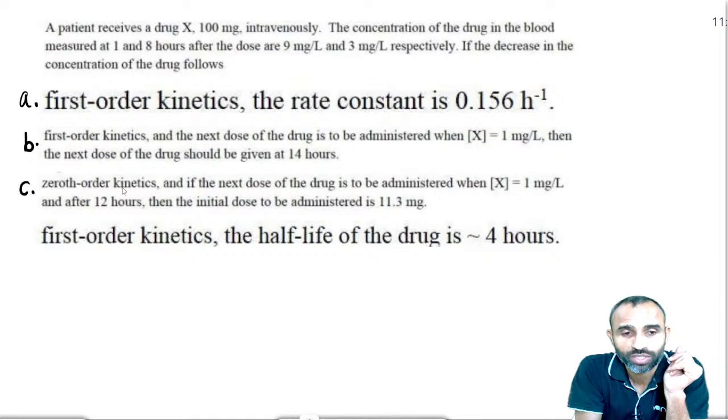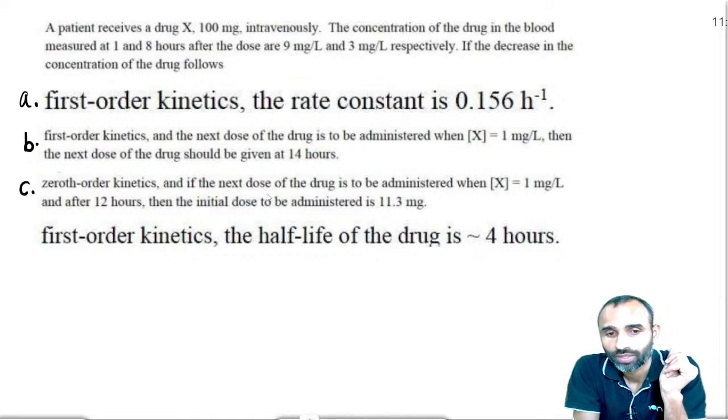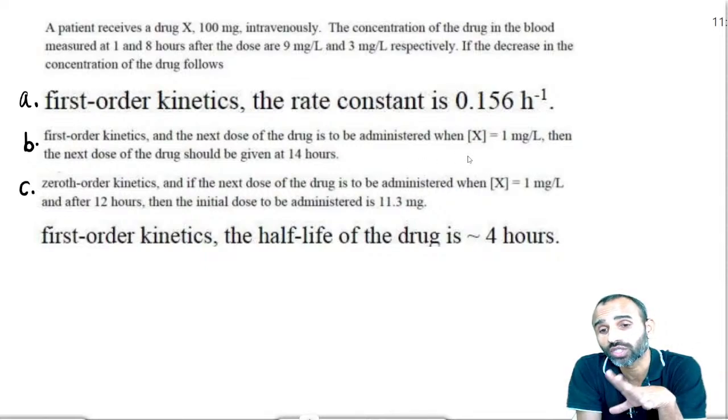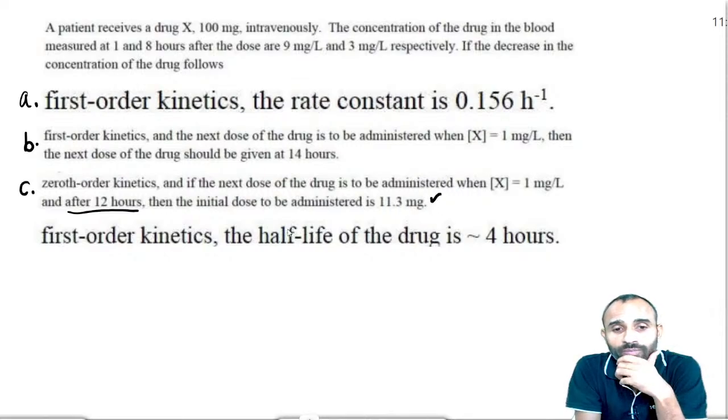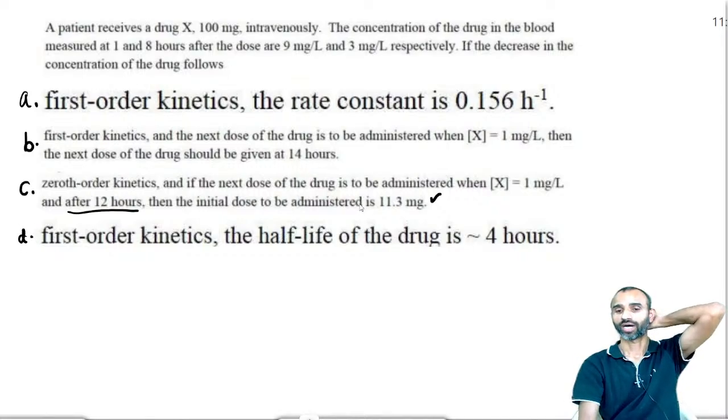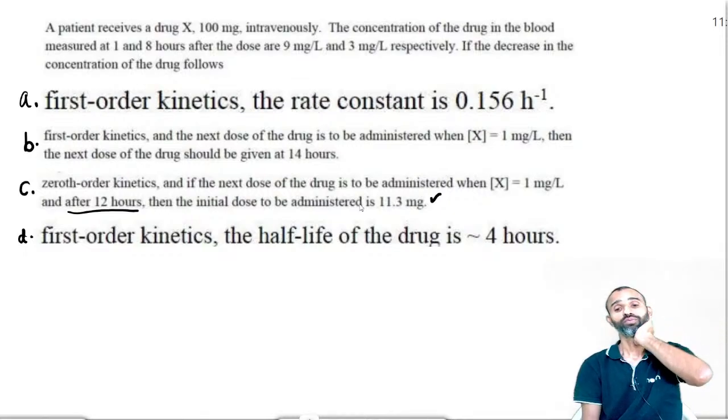See, if it is zero order reaction, if next dose of the drug is to be administered when X is 1 milligram per liter, after 12 hours, then the initial dose to be 7.3 milligram. Here it is first order kinetics and half life of the drug is 4 hours.